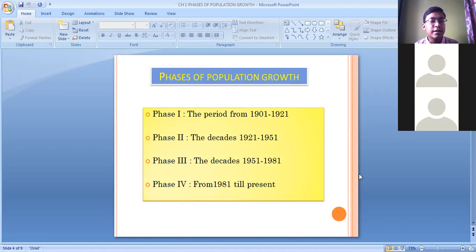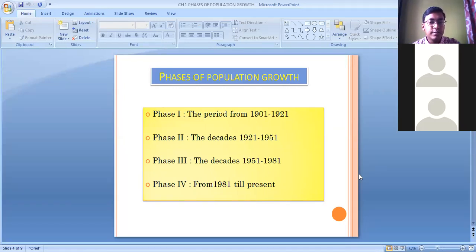So in order to understand the population growth of our country, we have divided the phases of population growth into 4 different phases. That is phase 1 from 1901 to 1921, phase 2 from 1921 to 1951, phase 3 from 1951 to 1981, and phase 4 from 1981 till present. So these are the 4 different phases in which the population of our country has increased.